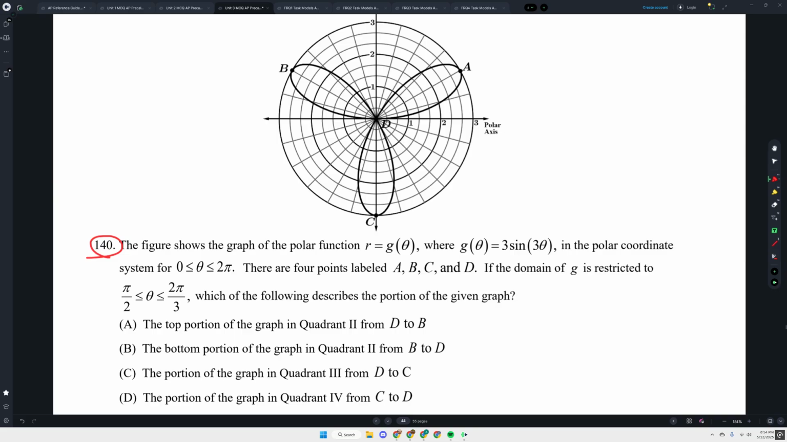This is going to be our second to last MCQ, and then we're going to go on to the FRQs. We'll do one more Polar MCQ about rate of change, and then we'll go on to the FRQs.